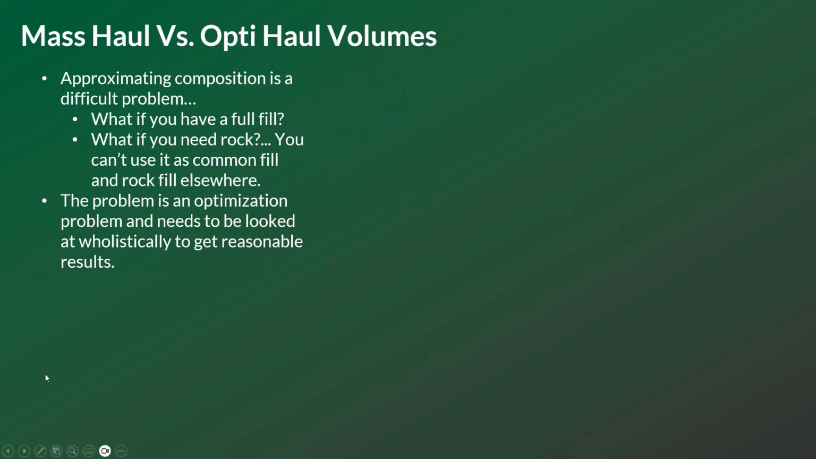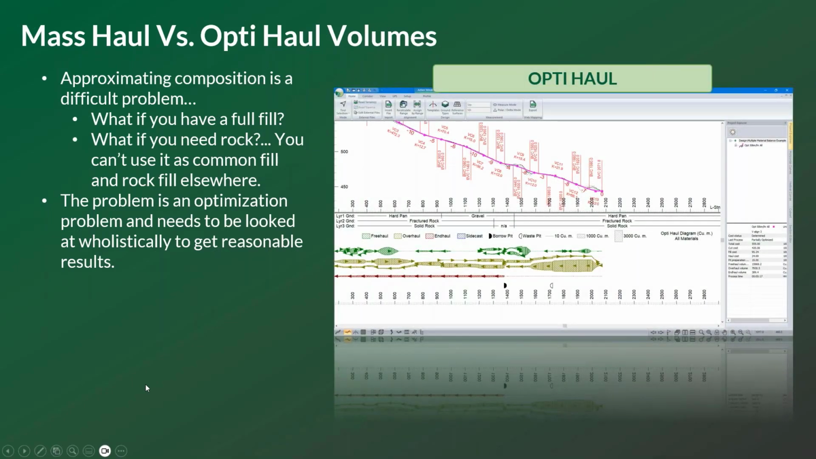There's no understating it. It needs to be viewed holistically to get a reasonable number, and the type of problem that we're dealing with is an optimization problem. So finding that best solution out of an infinite set of solutions, or near infinite set of solutions.